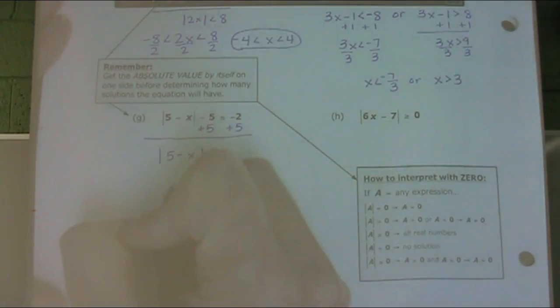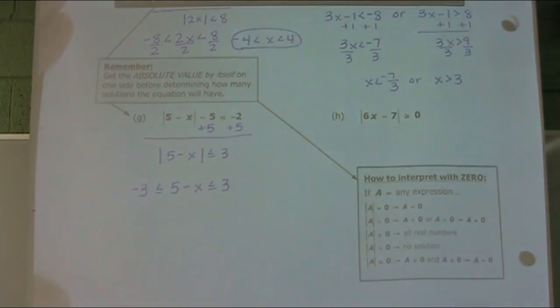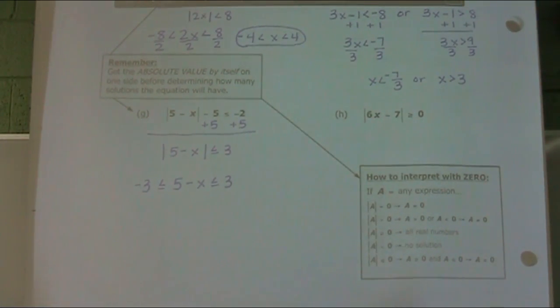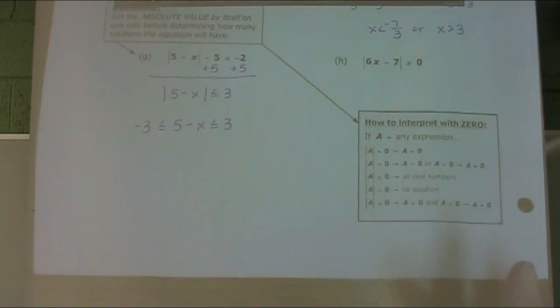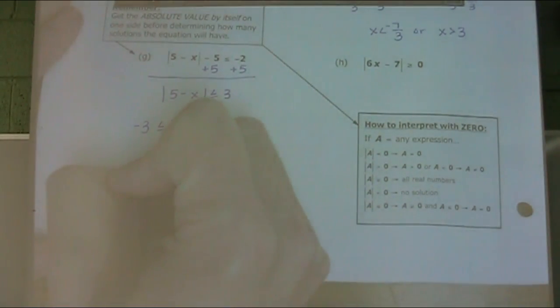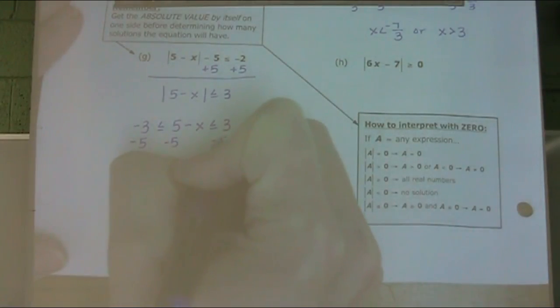Conjunction. So the 5 minus x goes in the middle. We have less than or equal to and less than or equal to. Over here we put a negative 3. Here we put a positive 3. And the next thing that we're going to do is solve this. So subtract 5 on all three parts.